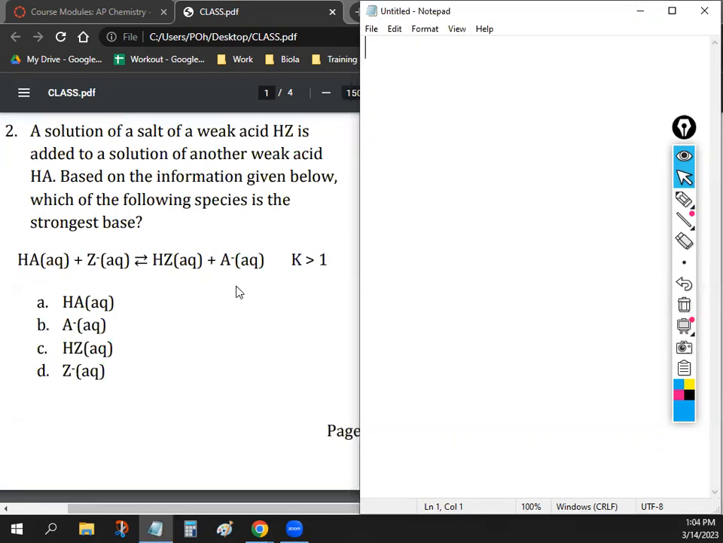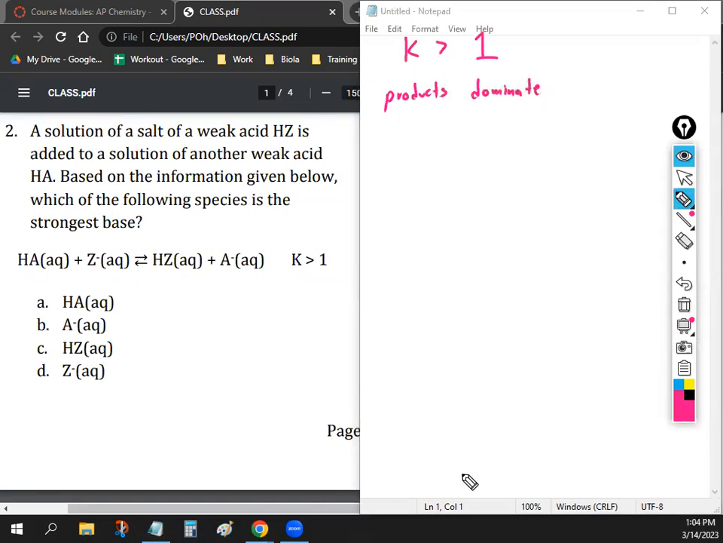Okay, and based on this reaction right here, we're basically trying to figure out which one of these compounds is the strongest base. Okay, and the key that they give us, or the big hint that they give us, is K is greater than 1. Okay, so if K is greater than 1, which side is going to dominate? Reactant or product side? Yeah, products dominate, okay? Okay, so we're going to say products dominate.